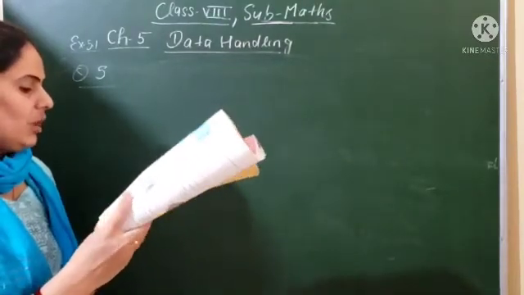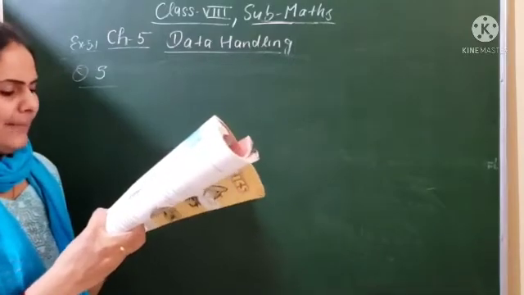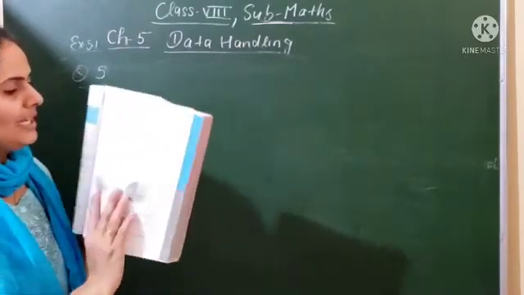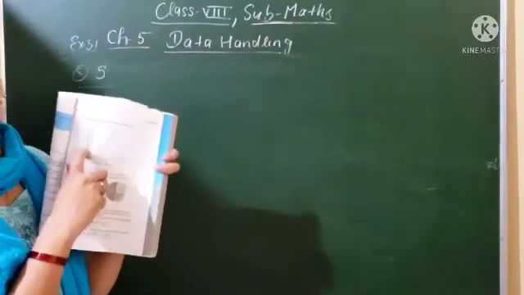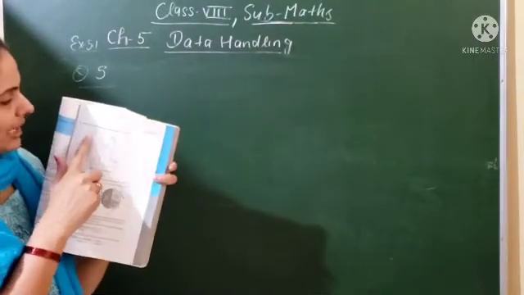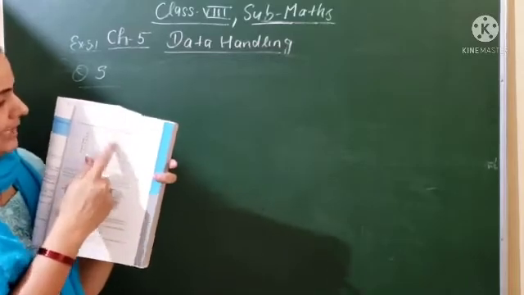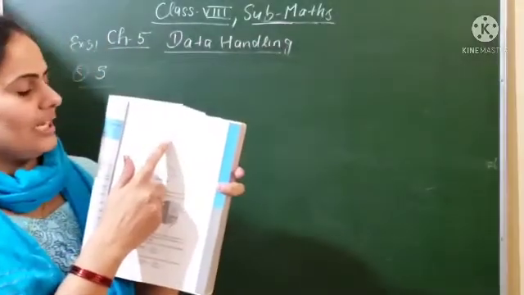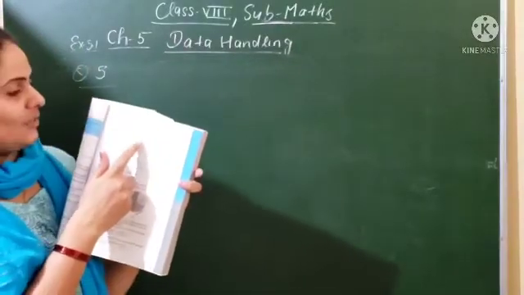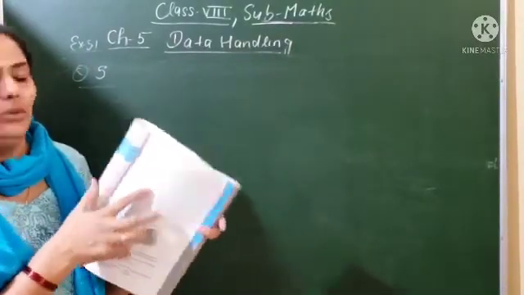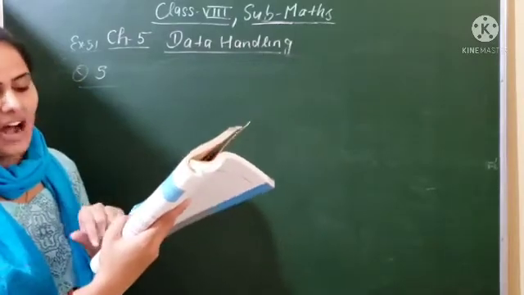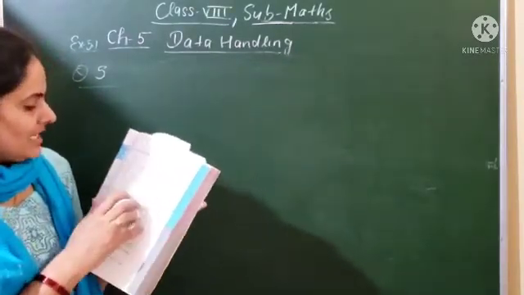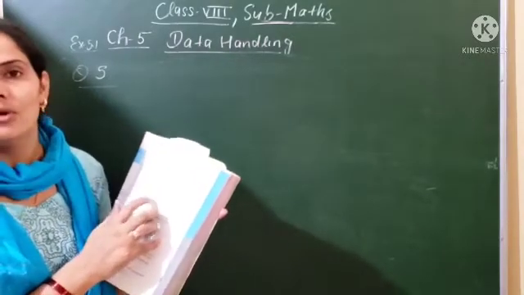First one: for how many hours did the maximum number of students watch TV? These are the number of students. In the histogram, you can see the maximum bar is 32 students. So the maximum number of students watching TV is 32, and you have to find out the hours. 32 is lying between 4 and 5, so 4 to 5 hours.